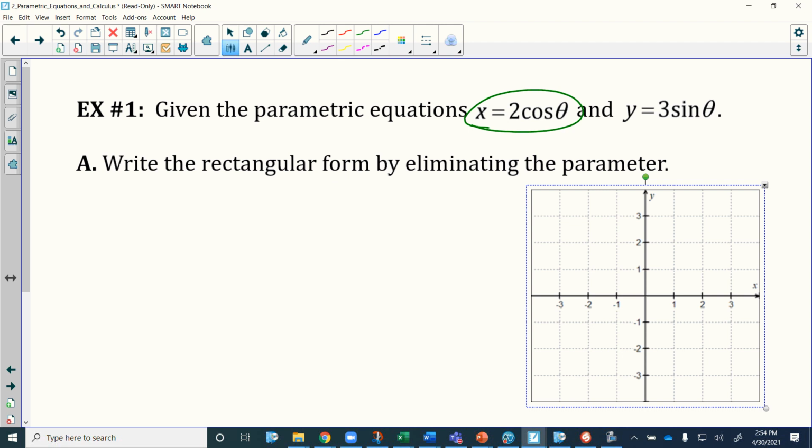The variable that we're trying to eliminate, where it says by eliminating the parameter, in this case the parameter is theta. We want to get rid of that, so that we just have something in terms of x and y. Because they're giving us something in terms of sine and cosine, and we have to eliminate theta in some way, that is going to make me think of using a trig identity.